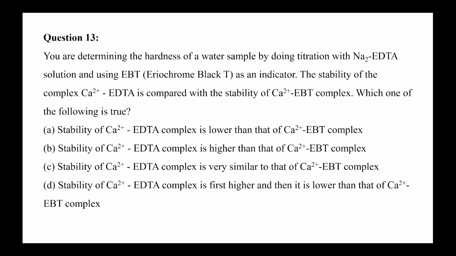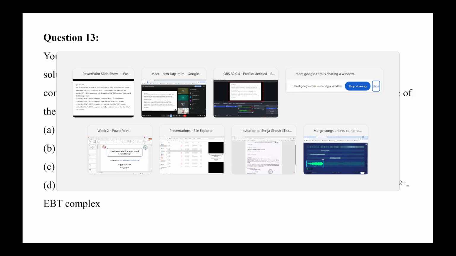Option A: the stability of the Ca2+ EDTA complex is lower than the Ca2+ EBT complex. Option B: the stability of the Ca2+ EDTA complex is higher than the Ca2+ EBT complex. Option C: the stability of the Ca2+ EDTA complex is very similar to that of the Ca2+ EBT complex. And option D: the stability of the Ca2+ EDTA complex is first higher and then lower than the Ca2+ EBT complex.